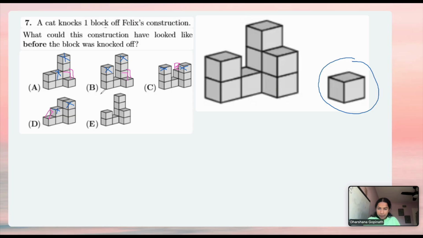So it can't be any of these choices because they're missing a block or they have to be knocked off 2 blocks. And the only answer choice that we haven't done anything to is option E because everything else seems to be adding up except for this one, which must be the one that Felix's cat knocked off. So the answer is option E because the cat knocked off this one to get to this structure.